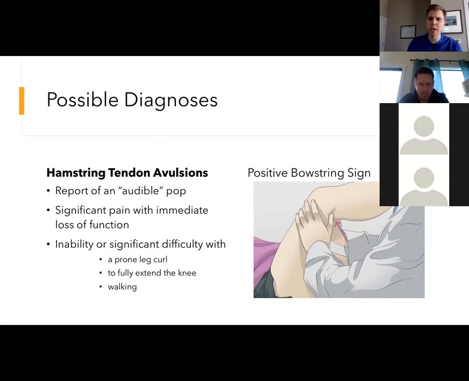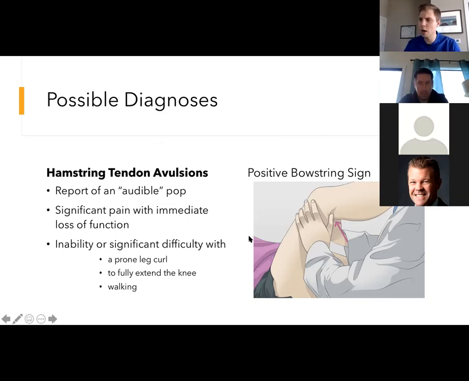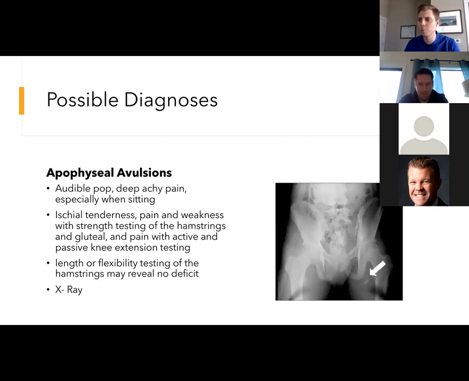This is clinically examined by a positive bowstring sign, as you can see on the right here. What you'd be doing is palpating those distal insertions of the hamstring and then putting them to extension and seeing if there's tension on that as well. But MRI does serve as the gold standard for diagnosis. So if you're unsure, MRI to rule in or rule out.